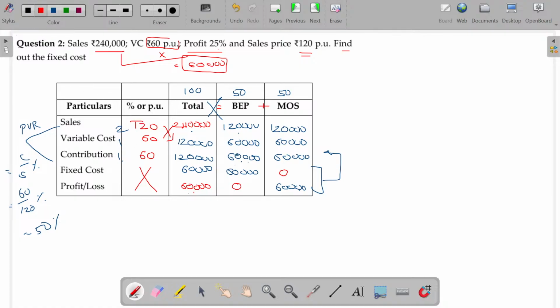Which one? This one. This place? This place?